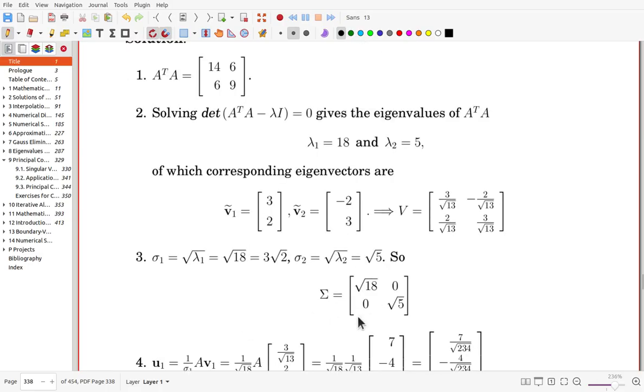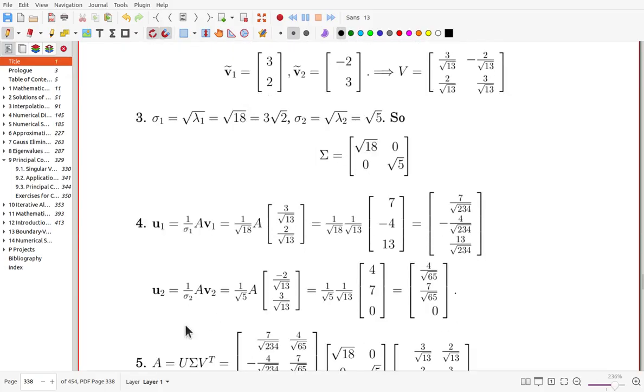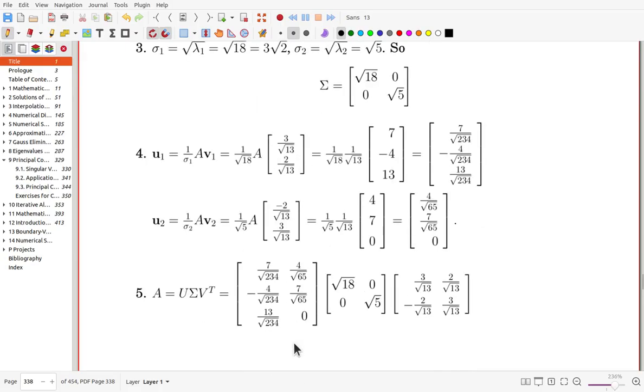So we have sigma. Now u1 is 1 over sigma 1, A v1. So we practically compute it to get that. And then u2 is 1 over sigma 2, A v2, and we recheck this one. The collection of these two vectors will be the left singular vectors, the left singular matrix U, so that we have U sigma V transpose. Once you multiply them, you can get the original matrix.